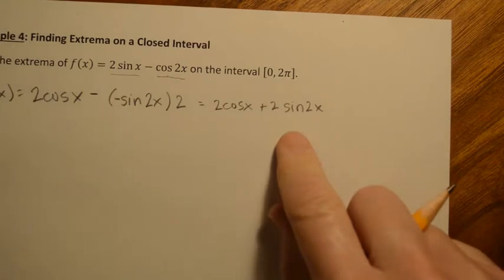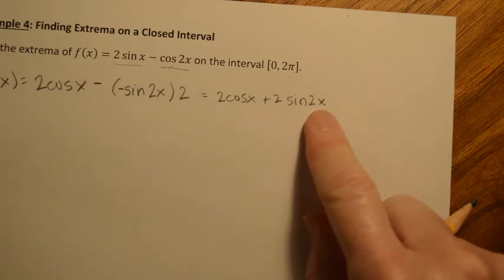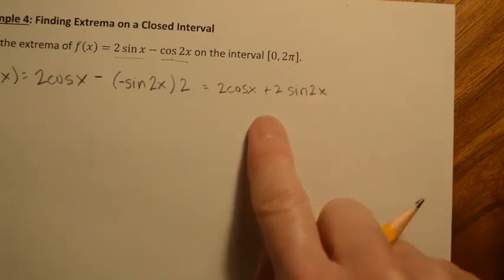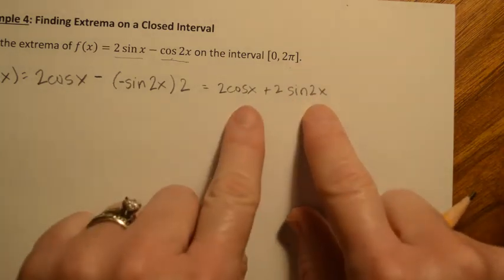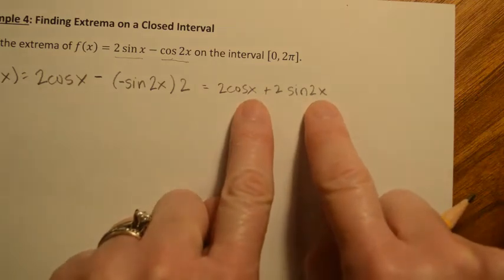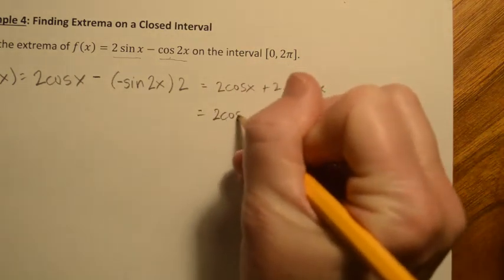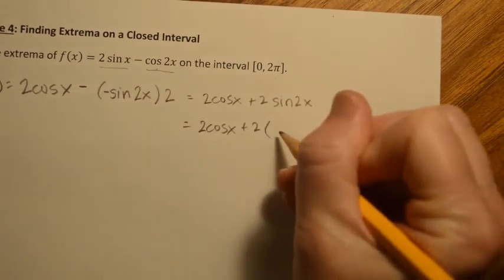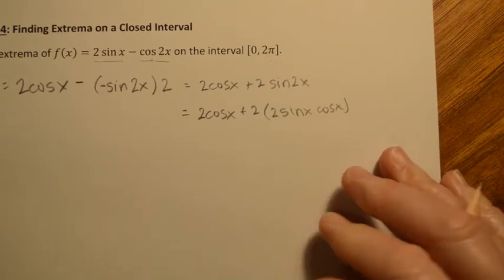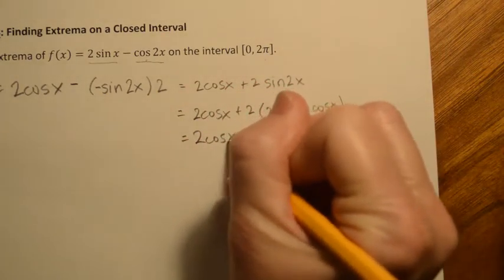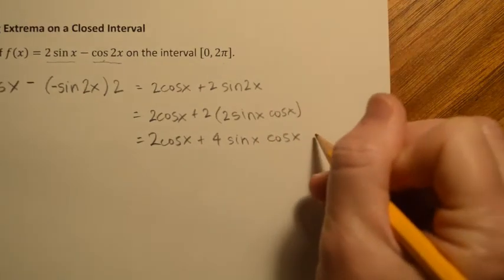And we want to find out where that's 0 or undefined. It's never going to be undefined because cosine and sine are continuous everywhere. I'm going to replace this with the double angle formula. Again, it's going to be much easier to solve for 0 if we're taking cosine and sine of the same angle. So instead of having that double angle there, I'm going to rewrite this as 2 cosine x plus 2, and then the double angle formula is 2 sine x cosine x. So we've got 2 cosine x plus 4 sine x cosine x, and I want to know when this is 0.